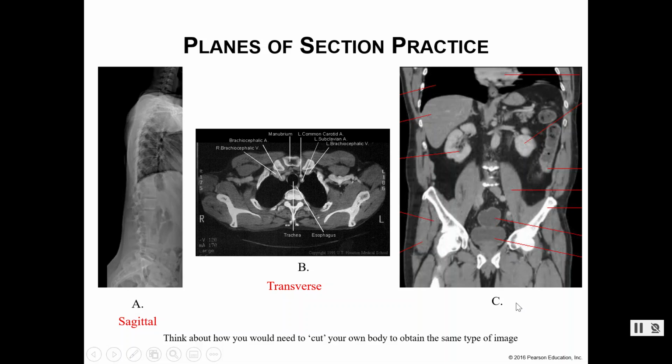And so last but not least, we've got your frontal plane. So this is the front of your body. You can see your liver, some of your other organs, your hip bones, things like that. So we're looking at the front of this person's body.